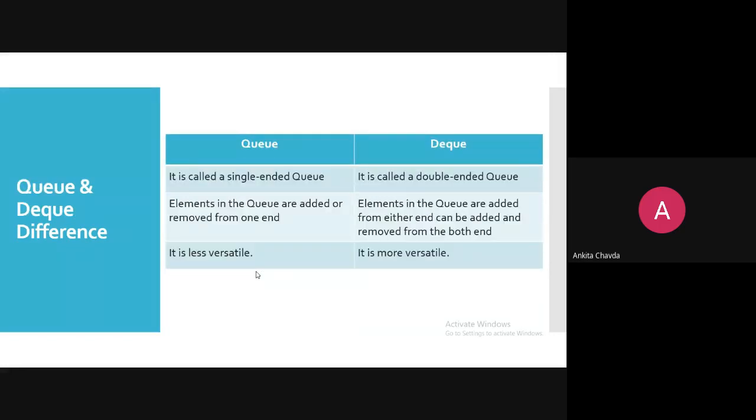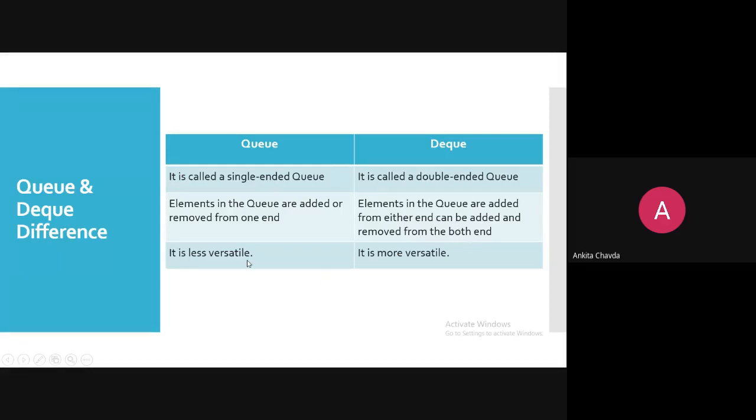Q and DQ. You already know what is Q, right? You have already learned this in data structures. It is called a single-ended queue, where you have only 2 pointers at the first end, front and rear. And this is called a double-ended queue, where from both ends you can insert the element as well as remove the element. Elements in the queue are added or removed from one end only. Here elements can be added and removed from both ends.